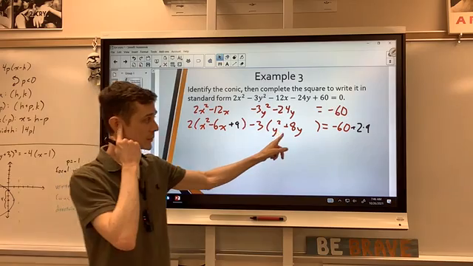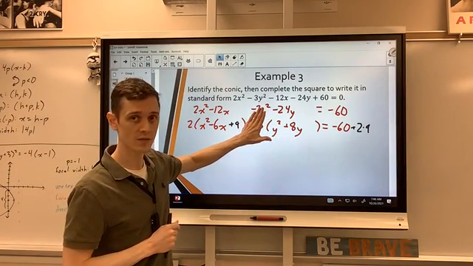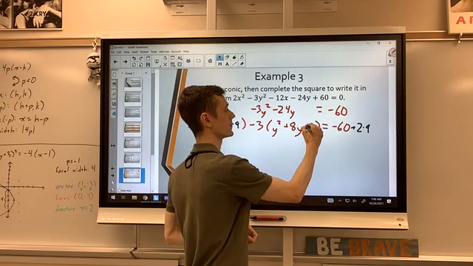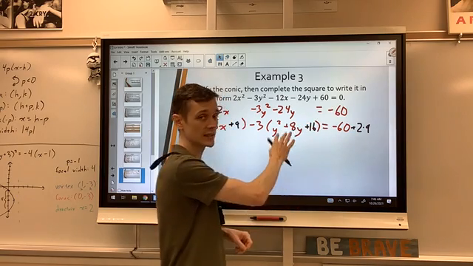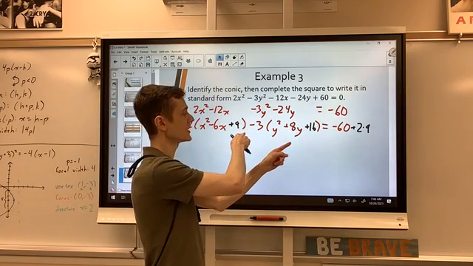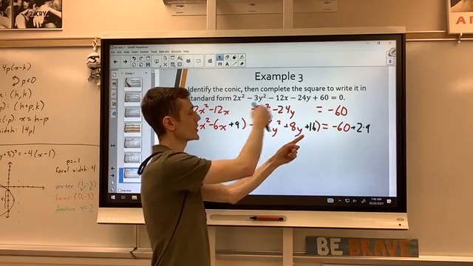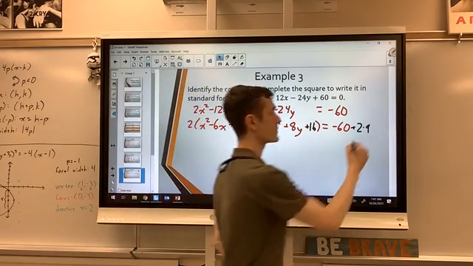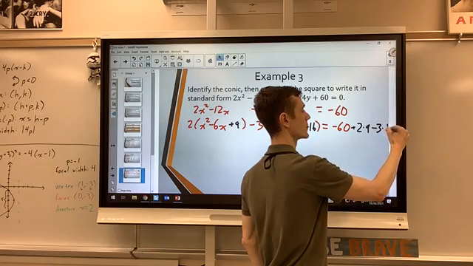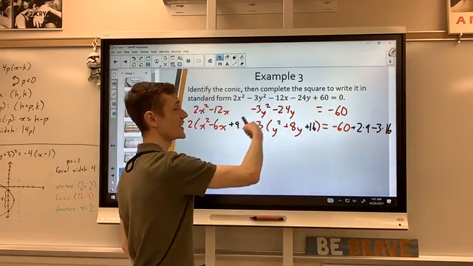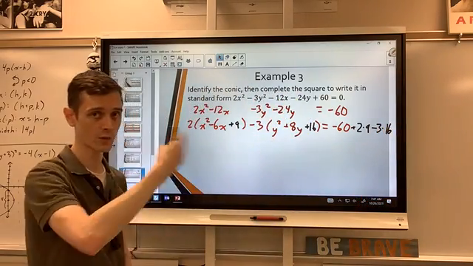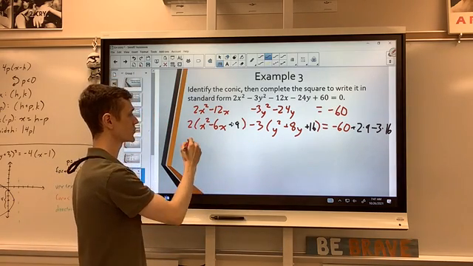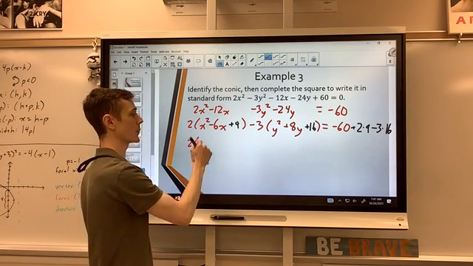Now the same thing's going to happen with the y's. If I'm just looking at the stuff inside parentheses, half of 8 is 4, squared is 16. But I didn't actually add 16 to this side of the equation. Because of the -3 I factored out, if I distributed that, that would actually be -3 times 16, which is -48. So I need to make sure I'm including what I factored out, because that does affect my completing the square and what I added to the left side of the equation. Okay, so that's the biggest trick there. The rest of this follows about the way I expected.